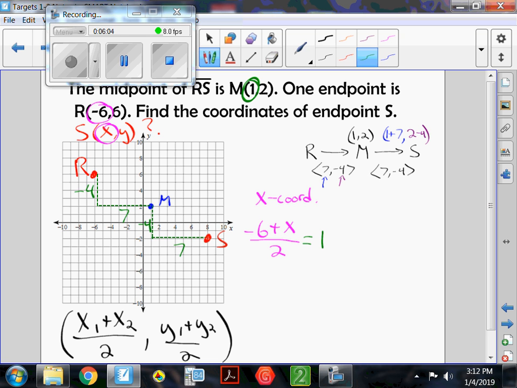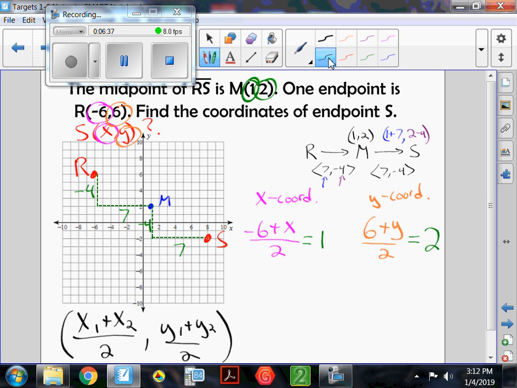For the y coordinate, I can do the same thing. For y, I have 6 plus y divided by 2. That will give me the y coordinate of the midpoint. But I know the y coordinate of the midpoint. The y coordinate of the midpoint is 2. And so now I have 2 algebra equations that I can solve in order to find x and y, which would be the coordinates for s.